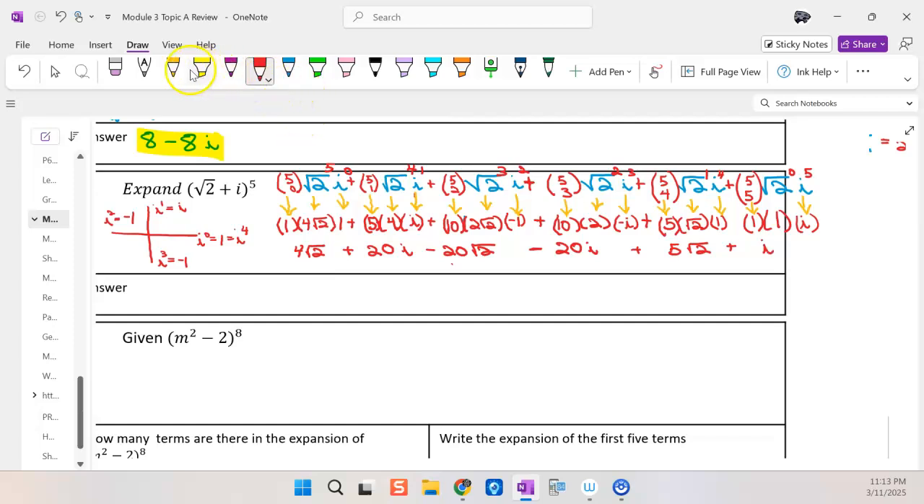Now I'm going to go through and add up any like terms. So 4 root 2 minus 20 root 2, that's negative 16 root 2, plus 5 root 2 is negative 11 root 2. And now my other ones, 20i minus 20i is 0, plus i plus i.